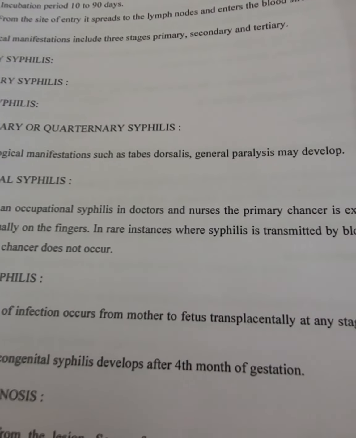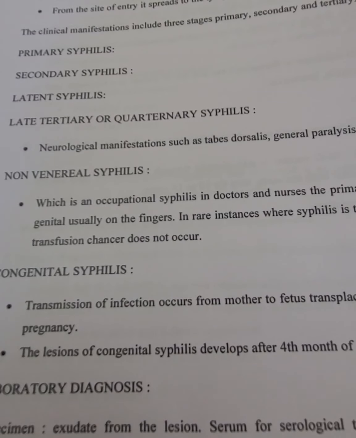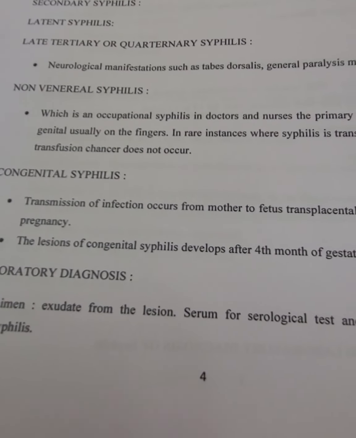Non-venereal syphilis can occur when doctors touch lesions without wearing gloves, and it can get in through the fingers. Syphilis can also be transmitted by blood, so all blood should be screened. What are the transfusion transmitted diseases? TTDs: hepatitis B, hepatitis C, HIV, cytomegalovirus, syphilis, malaria. All blood donations should be screened for all these infections. Sometimes it occurs post blood transfusion.